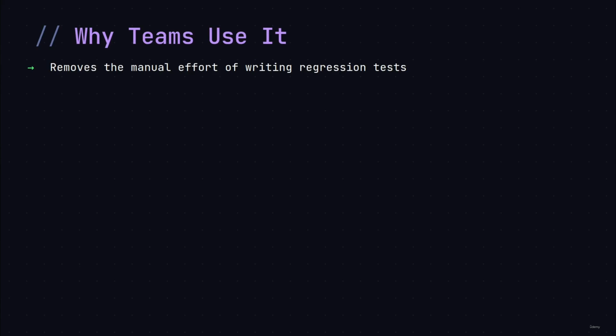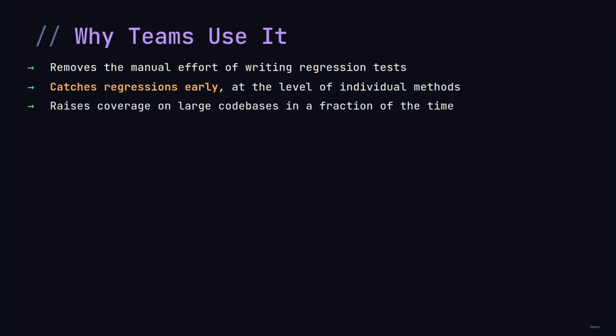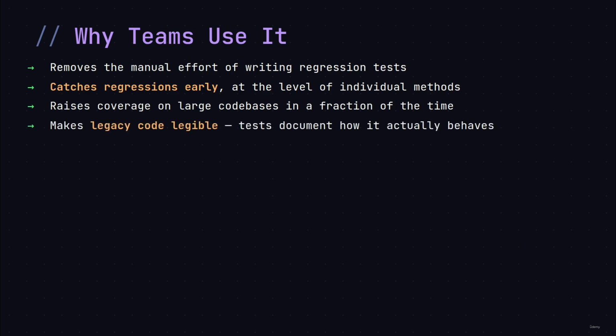Here are some reasons why teams use Diffblue Cover. It removes the manual effort of writing regression tests. It catches regressions early at the level of individual methods. And it raises coverage on large code bases far faster than a team could by hand. On top of that, it makes legacy code more approachable. The generated tests serve as documentation of how the code actually behaves, and it does all this without your source ever leaving your own infrastructure.